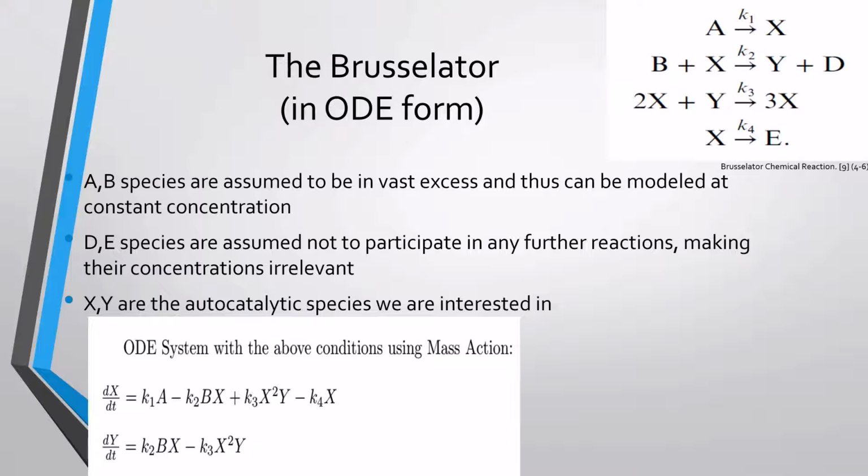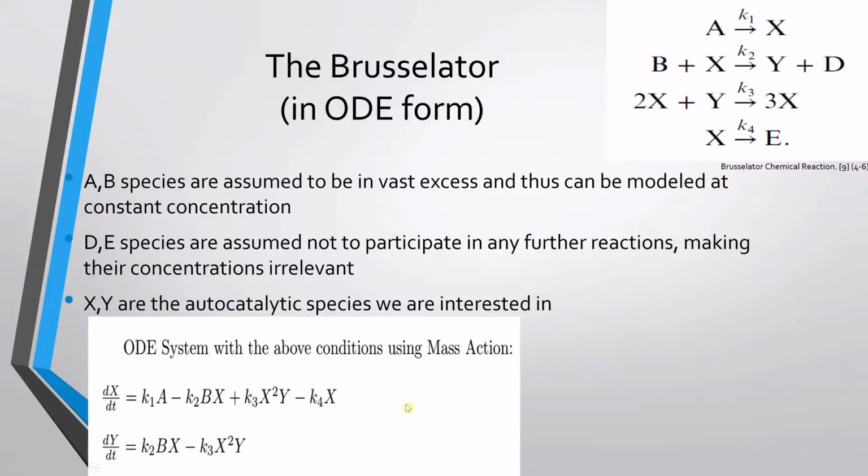In this model, the species A and B are assumed to be in vast excess and thus can be modeled at constant concentration. In addition, the species D and E are assumed not to participate in any further reactions, making their concentrations irrelevant. This means that the only species we are interested in are X and Y, which are both autocatalytic as well. Following these conditions, and applying the law of mass action, we get the following system of ODEs below.